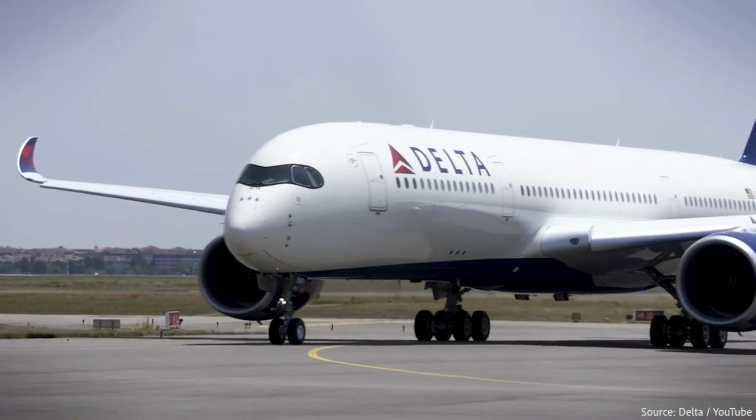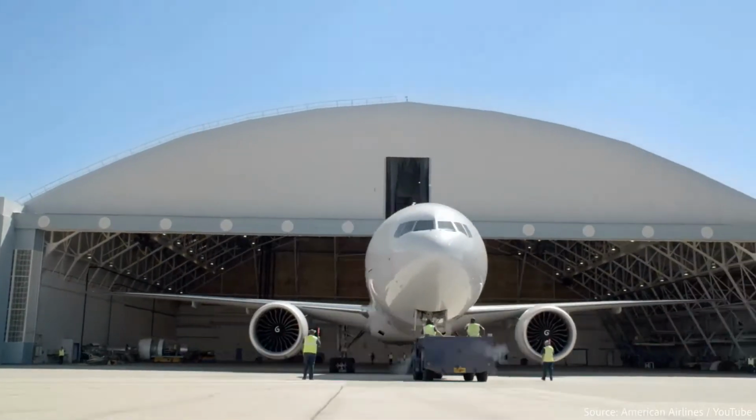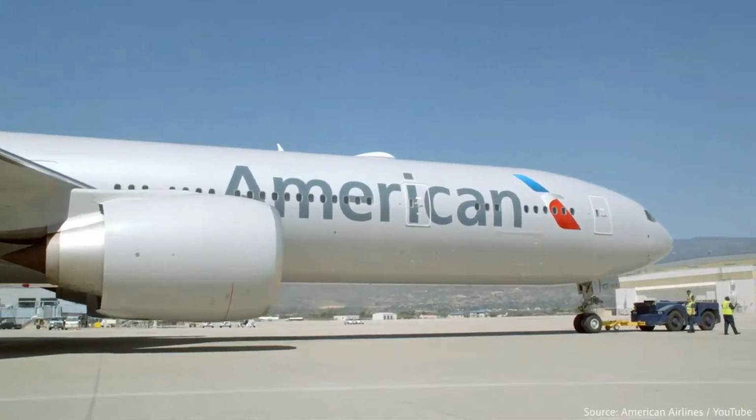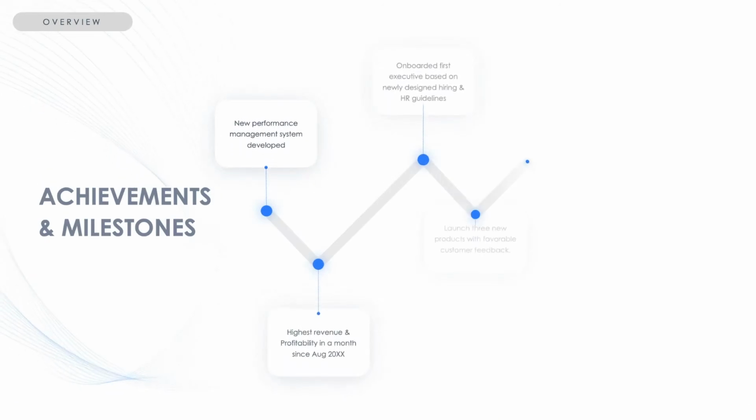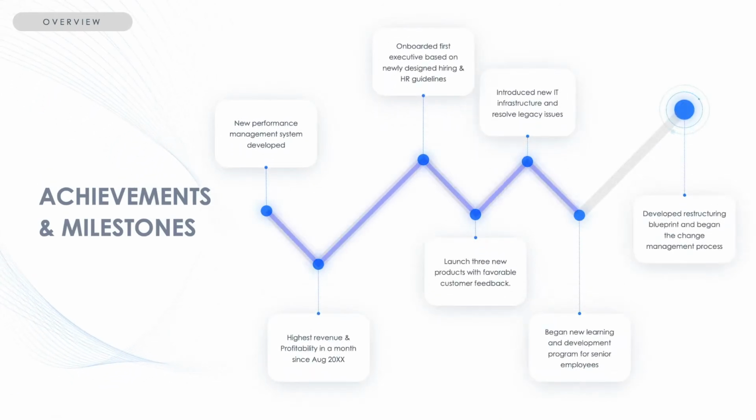Stick to the end and we'll share how a company like Delta or American Airlines break out their own quarterly reports. Every quarterly report includes a high-level highlight of what the company has accomplished so far. This Achievements and Milestones slide includes a timeline to visually highlight as many milestones as are relevant.